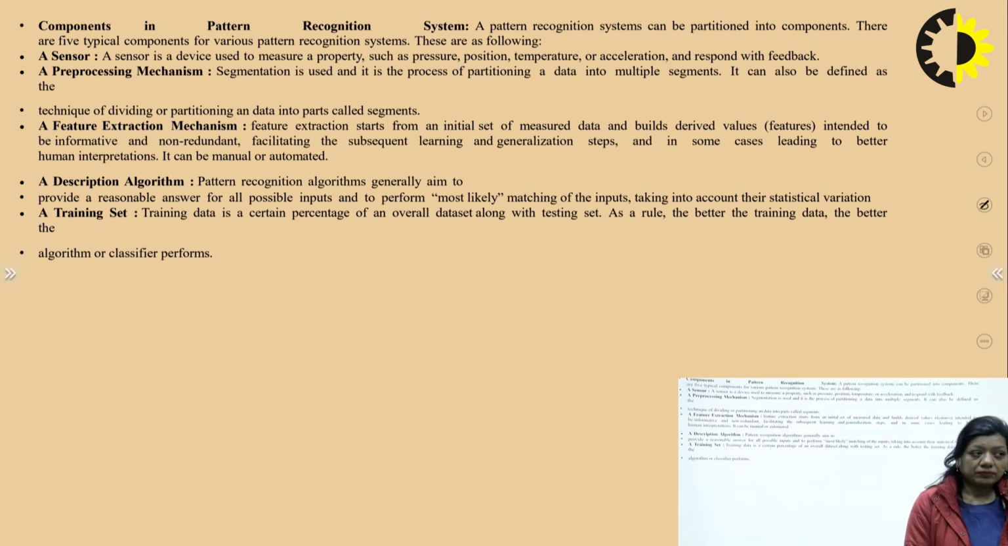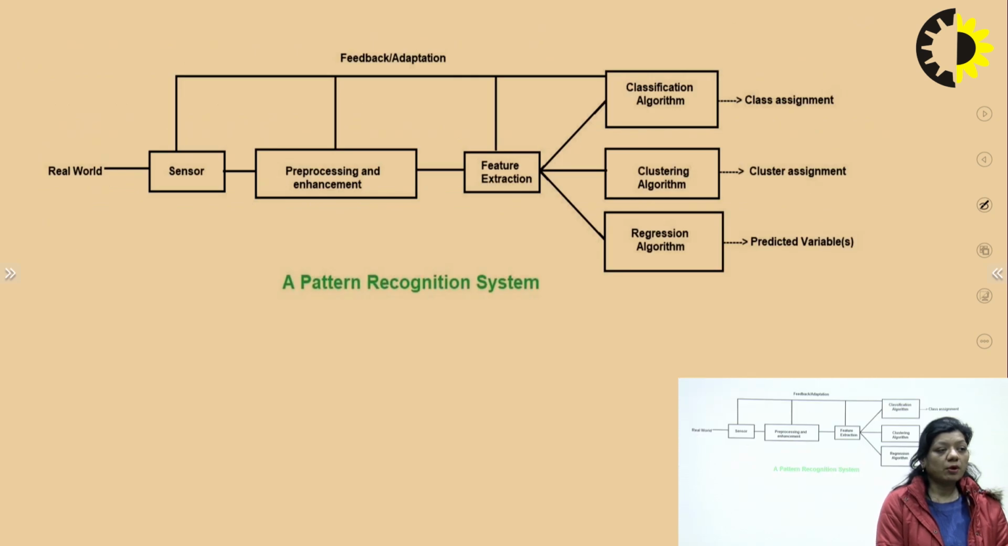In the training set, training data is a certain percentage of an overall data set along with the testing set. As a rule, the better the training data, the better the algorithm of the classifier problems.